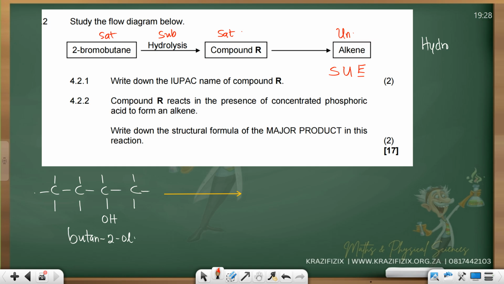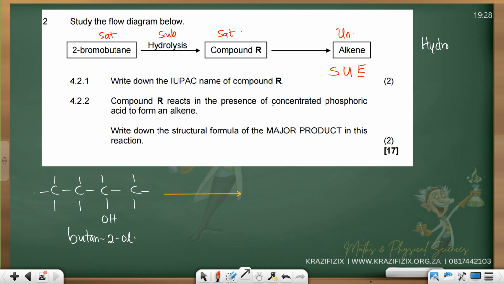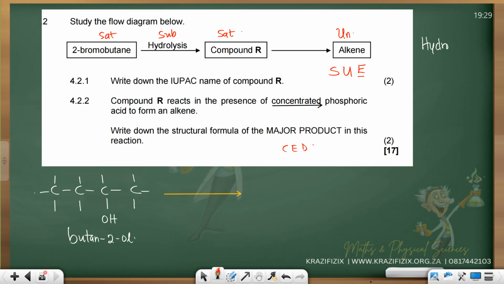Now, please, I am going to use Zaitsev's rule here. Please watch how I'm going to remove. Since it's removing, they said compound R reacts in the presence of, I want you to see something, everybody. Look at this. In the presence of what? A concentrated. Do you remember my CEDS? I told you every time I see a concentrated, what's the next thing? Elimination. Do you see that? It's still working. Although I said we should keep it as a base, it's important that concentrated is my emphasis.